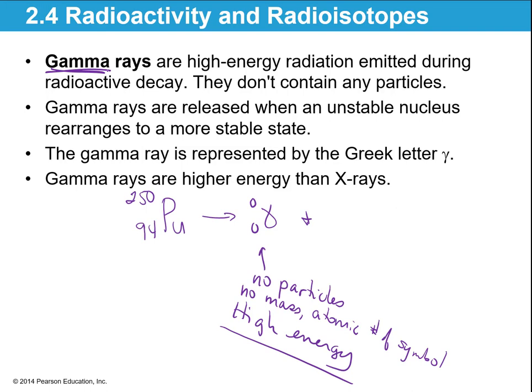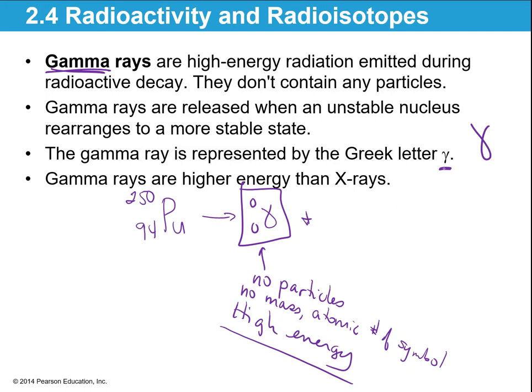So in this, there's no particles released, there's no change in mass, there's no change in atomic number, no change in the symbol. So what you start with is exactly the same, but they add this. That symbol is a gamma symbol. And I'll tell you, it kind of looks like that. I'm not good at drawing it. It almost looks like a skinny 8. Some people say it looks sort of like a weird Y. Okay, can you see it right there? It's the Greek symbol for gamma.